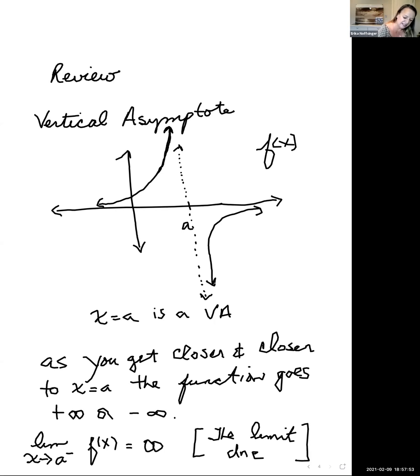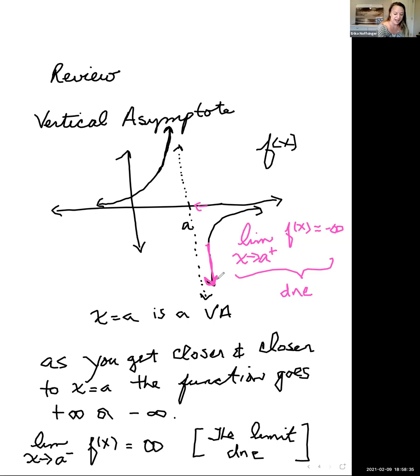So if we looked at the limit as x is going to a on the right of this f of x, as we're getting closer and closer to x equals a on the right, notice that this graph shoots downwards. And so this would equal negative infinity. But again, that limit does not exist. But with a graph, we can tell what's going on at that vertical asymptote.